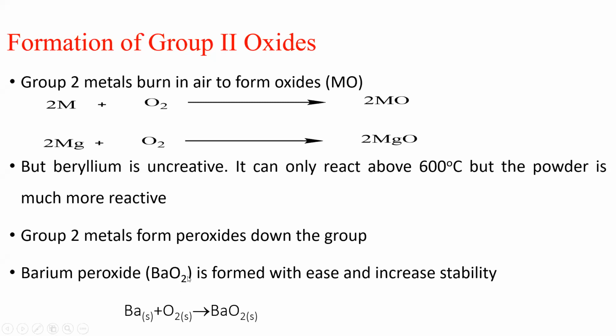But beryllium oxide is formed with ease and increased stability. So as we go down the group, barium peroxide is formed. That's what I was trying to explain, that as we go down the group, we form more of peroxides. The higher ones form normal oxides, while the lower ones form peroxide and then superoxide. But barium forms barium peroxide.